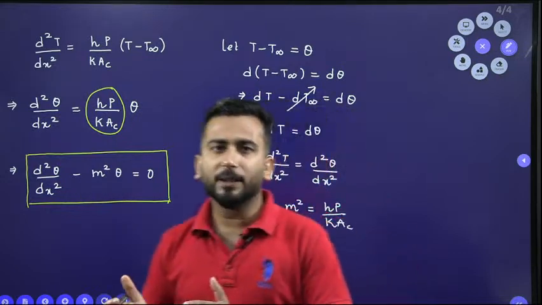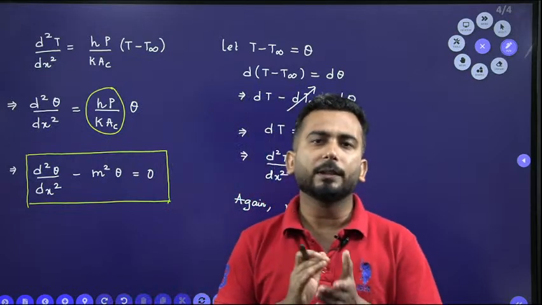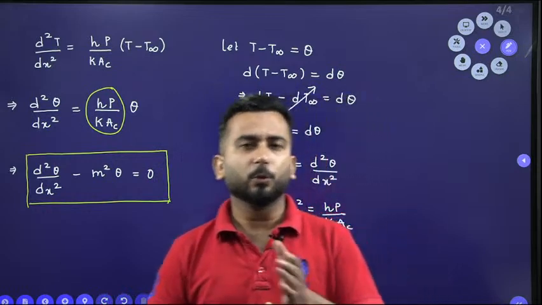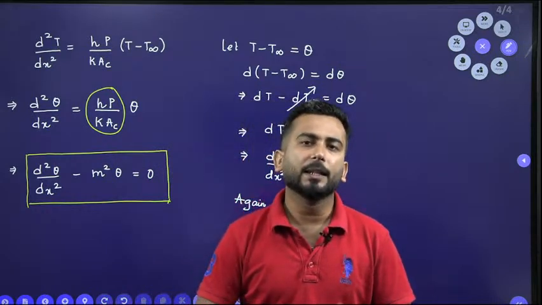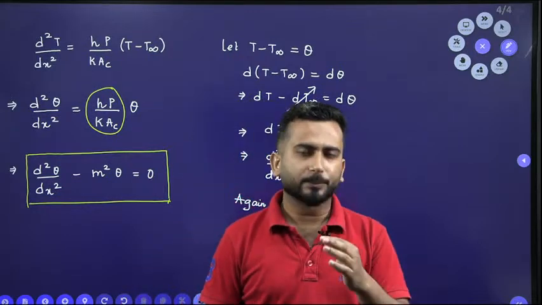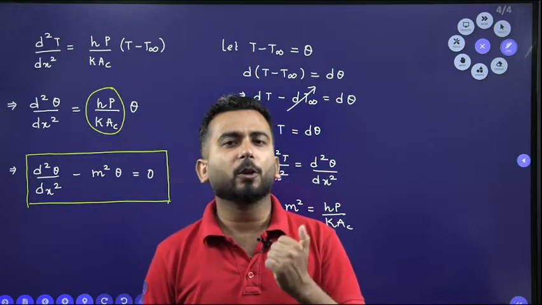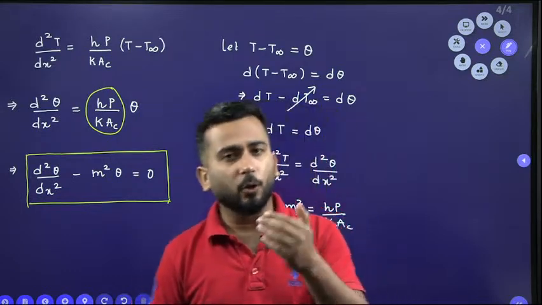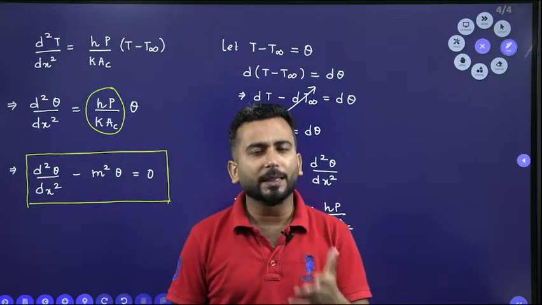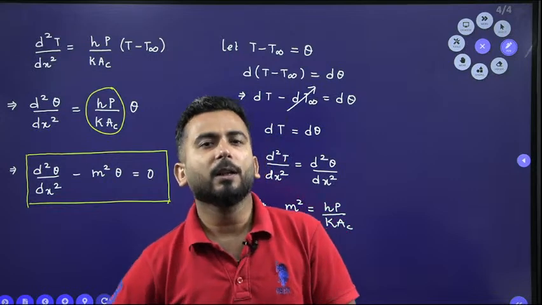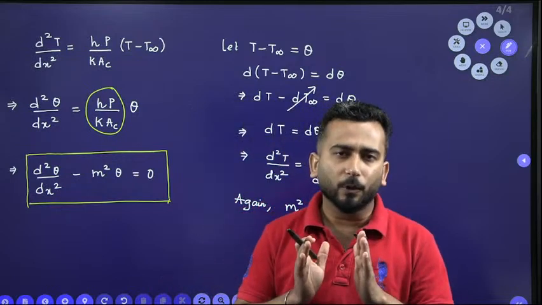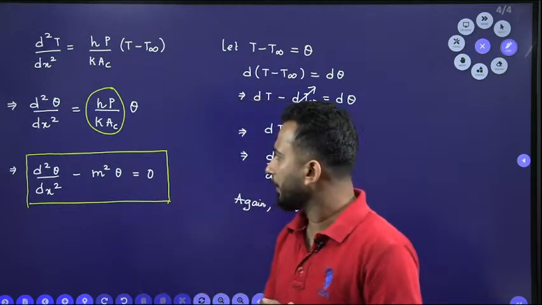So why have I derived this? So that you get to know all the assumptions, and what the main assumptions are. One of the most important assumptions is that the cross sectional area is constant, number one, and then K is independent of temperature. H, the heat transfer coefficient, is constant. Material is homogeneous and isotropic, that is understood by default. All these things I have assumed for my derivation of the differential equation of the fin.